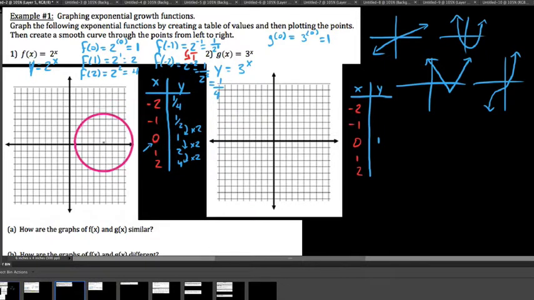So what we're going to do here is plot these points and talk about the shape of this graph, and also some of the patterns that we're seeing over here on the right. Then we'll compare it to this 3 to the x graph. So far, here's what we've seen.